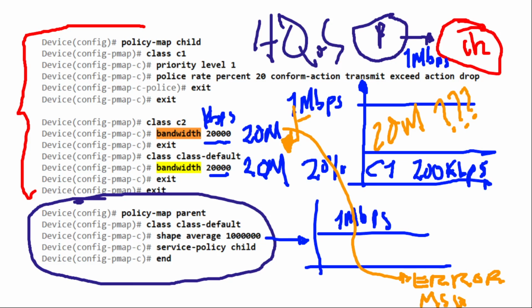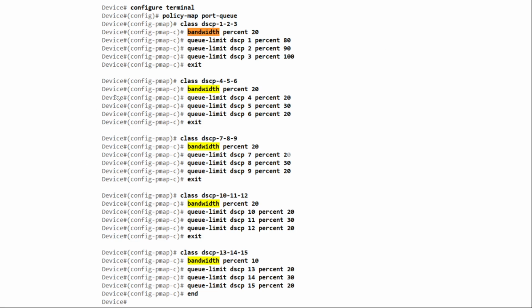Okay, let's continue with another example. Let's interpret the next policy map. For instance, in this policy map we have this class map, another class map, another class map, and another class map, and another class map. So we are allocating here 20% of the bandwidth.